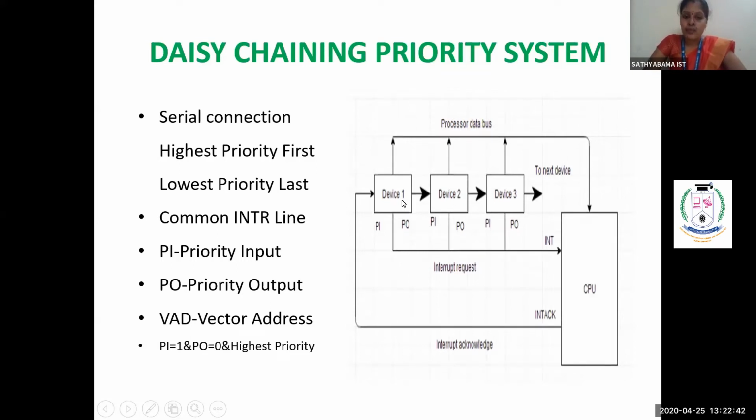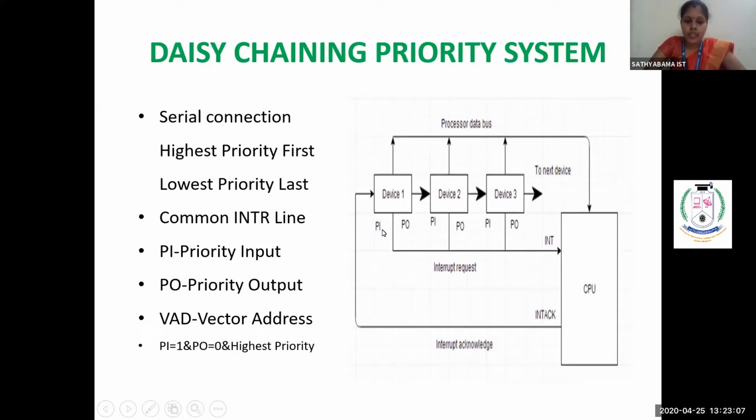Highest priority first, then second highest priority, then lowest priority. It's like that you have to connect. Device 1 should be, in my example, the magnetic disk, which will be in the highest priority. So the keyboard will be in the lowest priority. So device 1, the magnetic disk, will be connected like that, based on the priority condition.